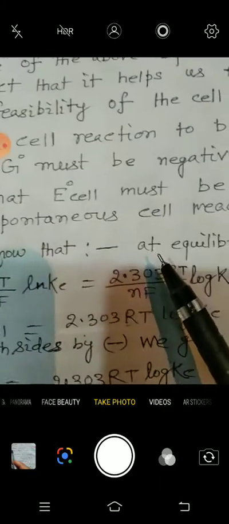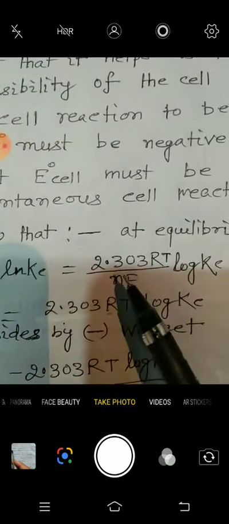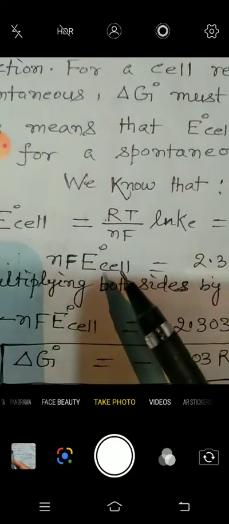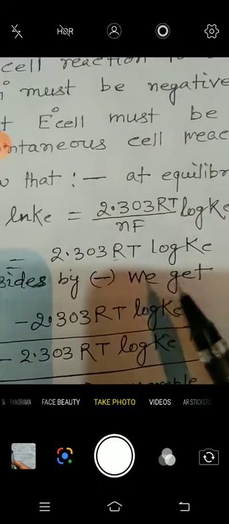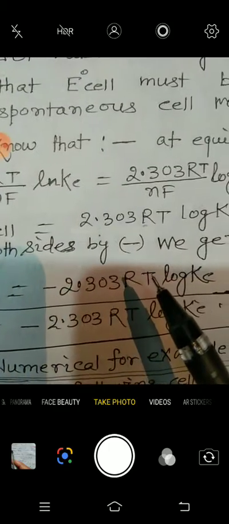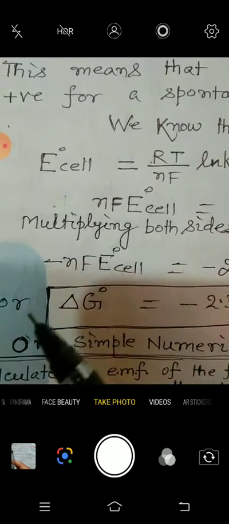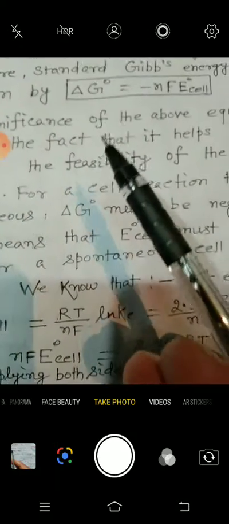We know that at equilibrium E naught cell is equal to RT by nF ln Kc. So this will become 2.303 RT by nF log Kc. Now nF E naught cell is equal to 2.303 RT log Kc. Multiplying both sides by minus, we get minus nF E naught cell is equal to minus 2.303 RT log Kc. Minus nF E naught cell is equal to delta G naught, just as it has been written above. So again you have another relation.